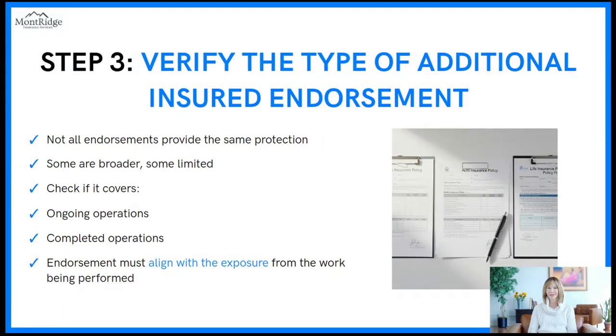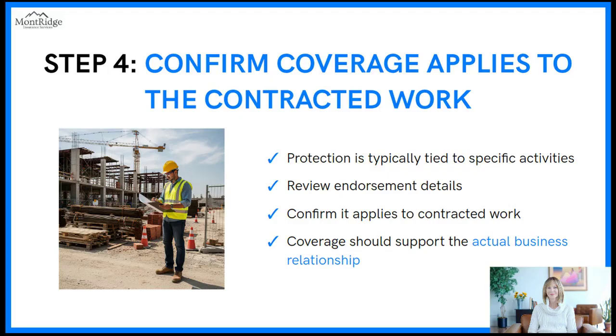Step 3. Verify the type of additional insured endorsement. Not all endorsements provide the same protection. Some are broader, some limited. Check if it covers ongoing operations, completed operations. Endorsement must align with the exposure from the work being performed. Step 4. Confirm coverage applies to the contracted work. Protection is typically tied to specific activities. Review endorsement details. Confirm it applies to contracted work. Coverage should support the actual business relationship.